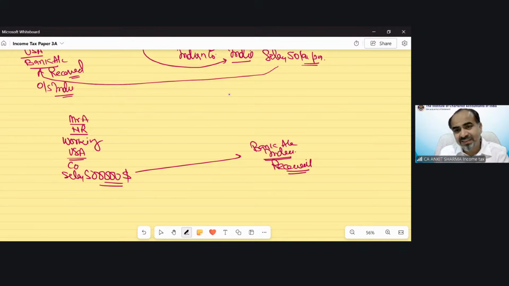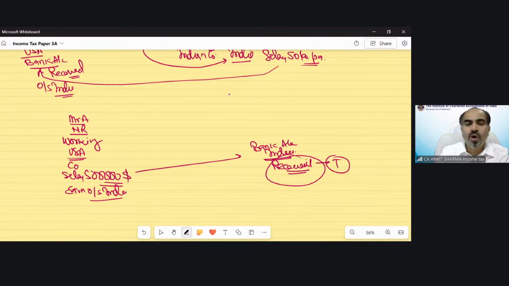So in that case, you can see the income has been earned outside India, but it has been received in India. So again, that is going to be taxed for all categories of person, whether you are a resident and ordinary resident, resident and not ordinary resident, or non-resident. So you have to remember these two things in your mind: if it arises in India, it's taxable for all. If it's received in India, it's taxable for all.